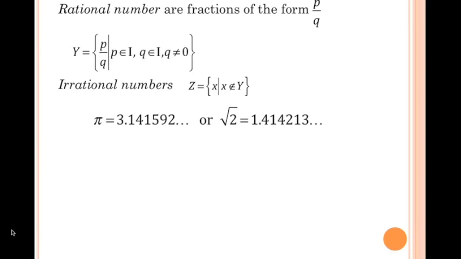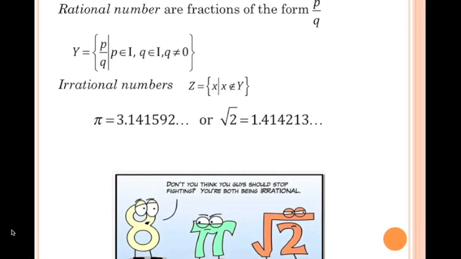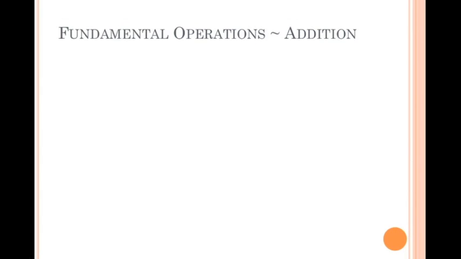Two examples of irrational numbers are pi and the square root of 2. They both have endless digits to the right of the decimal point. The last set is real numbers. Real numbers consist of the set of irrational and rational numbers. The laws and properties we learned in arithmetic apply in algebra as well.